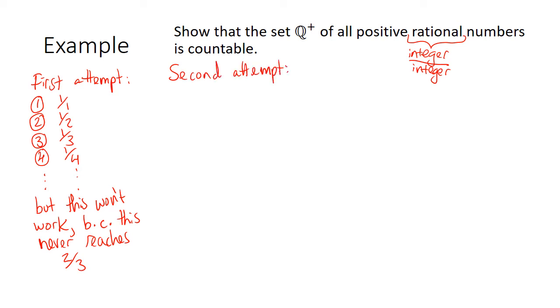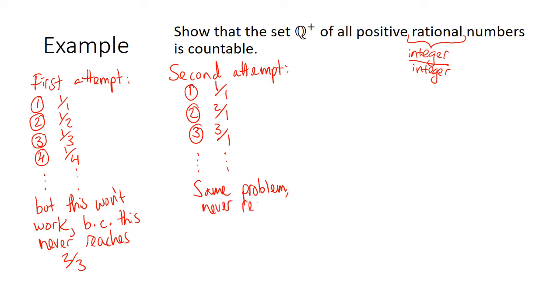Maybe for a second attempt, instead of changing the bottom each time, I'll change the top each time. So I could do 1/1, 2/1, 3/1, but this has the same problem, so that's not going to work either. Somehow you've got to devise a way to reach each and every single rational number. What would really help is a way to write out all of the rational numbers, a complete, comprehensive picture of them. Let me show you a way that you can actually do that.